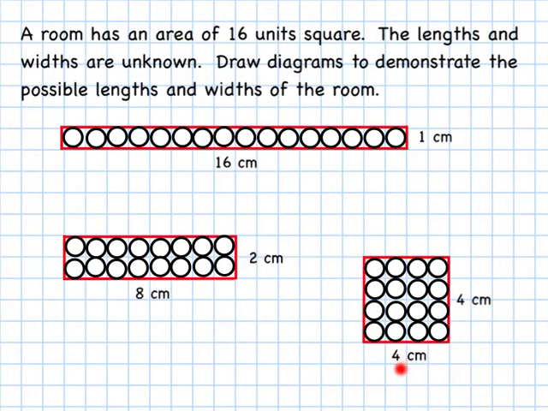This one here is a square. We know that because the length and the width are equal. Now, if we think about the array, there's 4 going this way for the length, and there's 4 for the width. Any number times itself is called a perfect square.